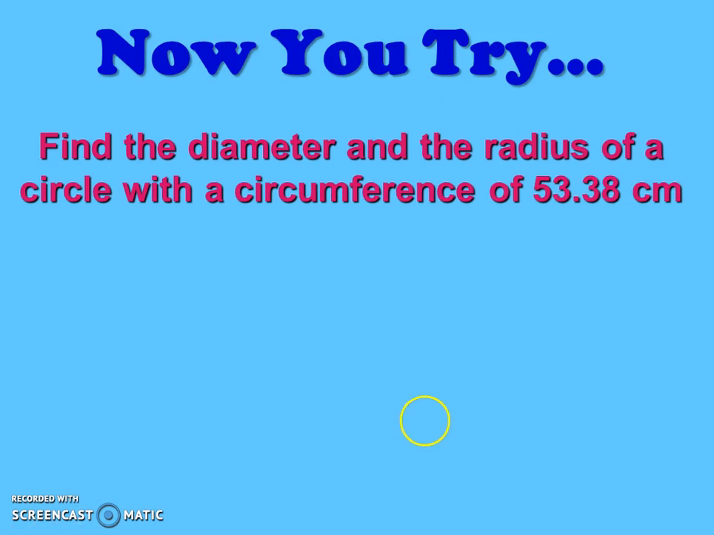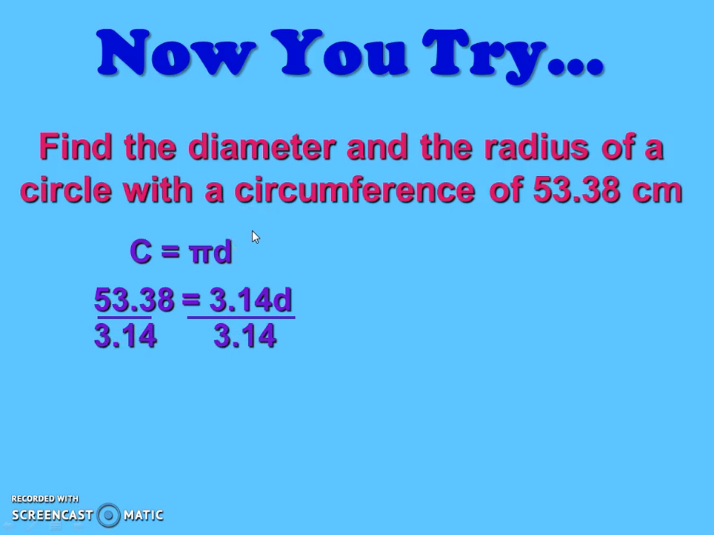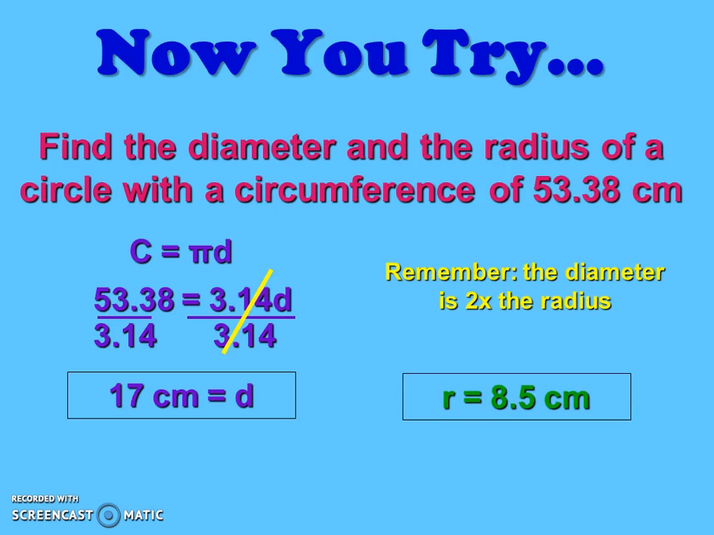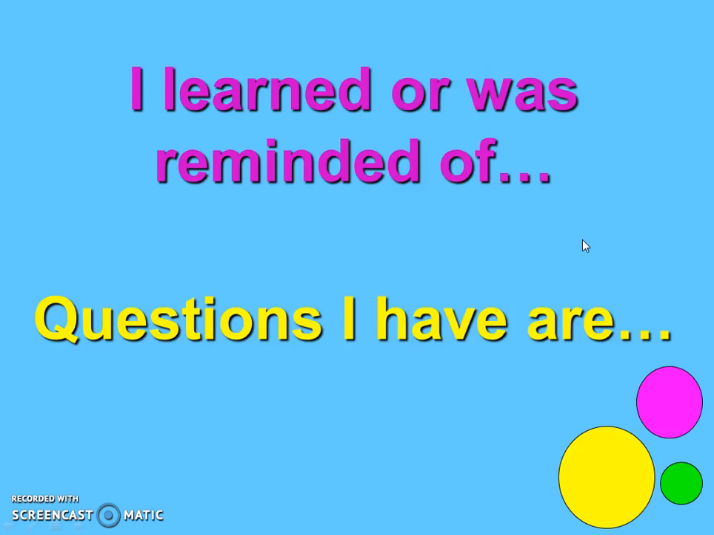All right, and I'm going to have you guys try this last one on your own here. So again, find the diameter and radius of a circle with a circumference of 53.38 centimeters. All right, so when I plug in 53.38 is equal to 3.14 times d, divide both sides by 3.14, and we get a diameter of 17 centimeters, which means your radius is then 8.5 centimeters. It's half of that.